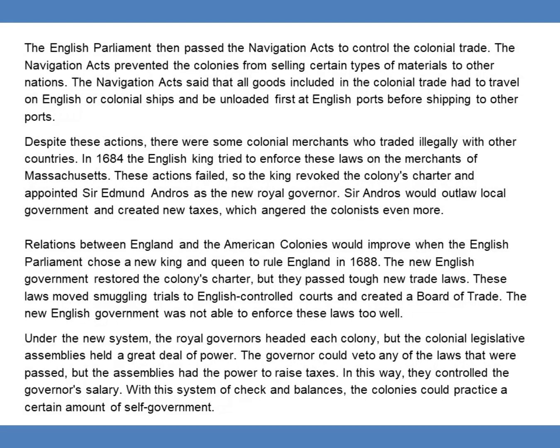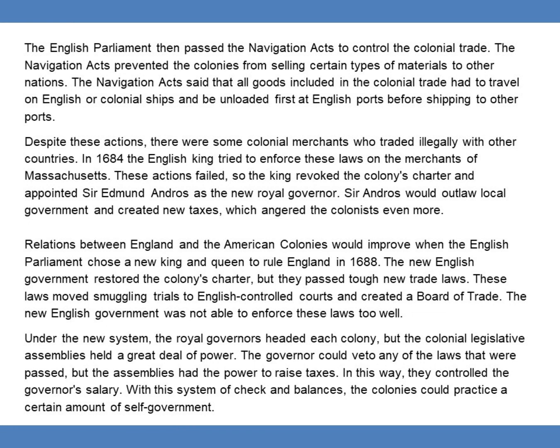Despite these actions, there were some colonial merchants who traded illegally with other countries. In 1684, the English king tried to enforce these laws on the merchants of Massachusetts. Their actions failed, so the king revoked the colony's charter and appointed Sir Edmund Andros as the new royal governor. Sir Andros would outlaw local government and created new taxes which angered the colonists even more.